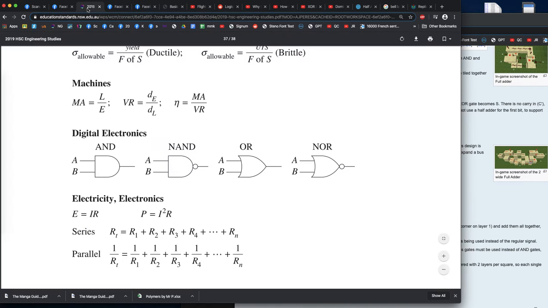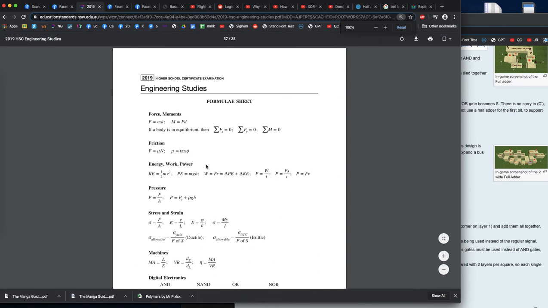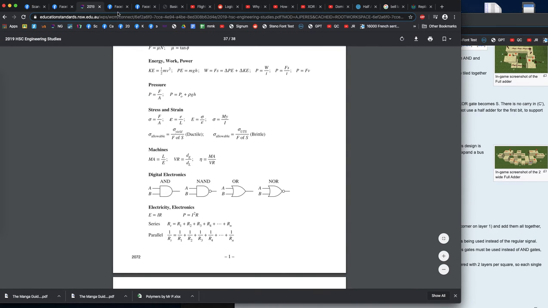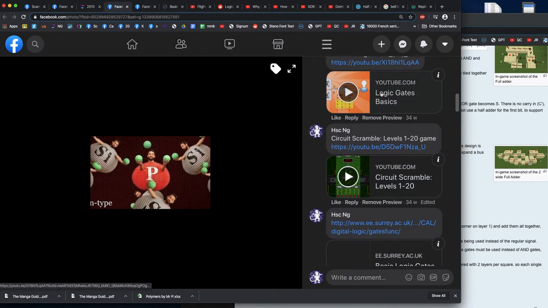So I'll just show you that they are on the formula sheet. That's the formula sheet. But there are also NOT gates.